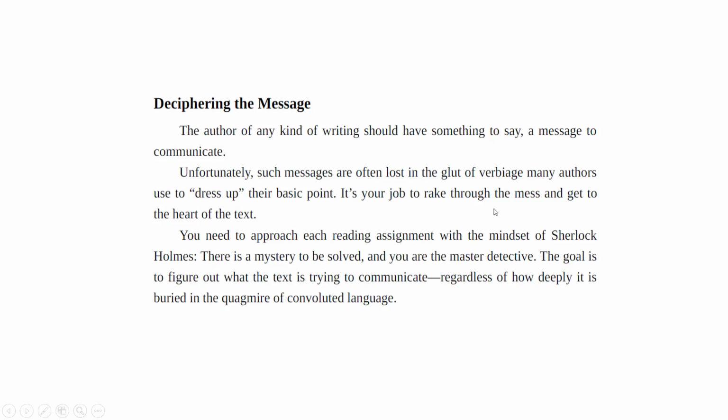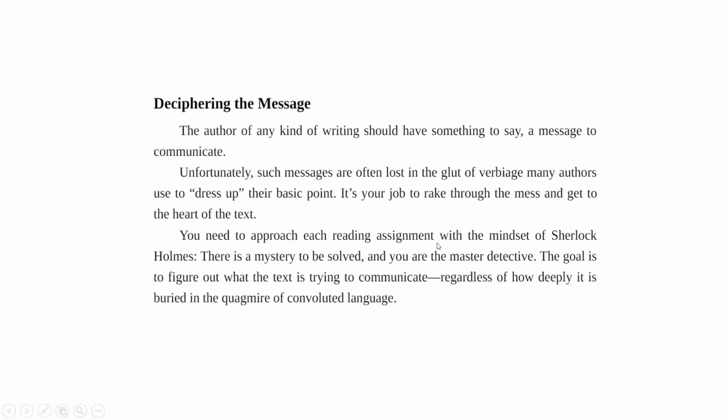It's your job to rake through the mess and get to the heart of the text. So if you run across this kind of verbiage or wordage, I think Hillary Clinton came up with a modern slang term for that, a word salad. When a person talks to you with a word salad, you're like, what does that actually mean? What are you trying to say? So it's your job to get a rake, like when the leaves fall off the trees, and rake through the mess and get to the heart of the text.